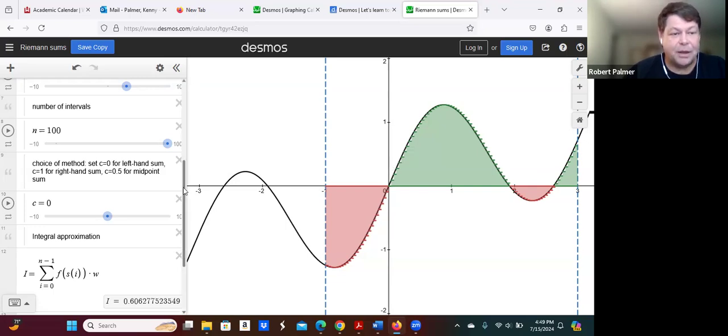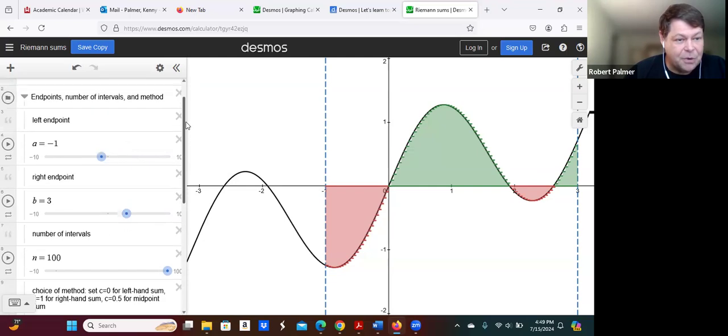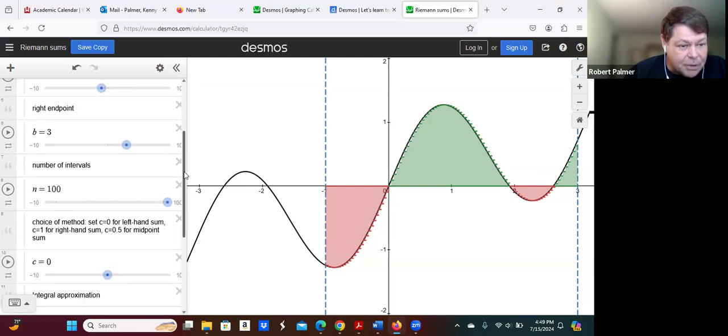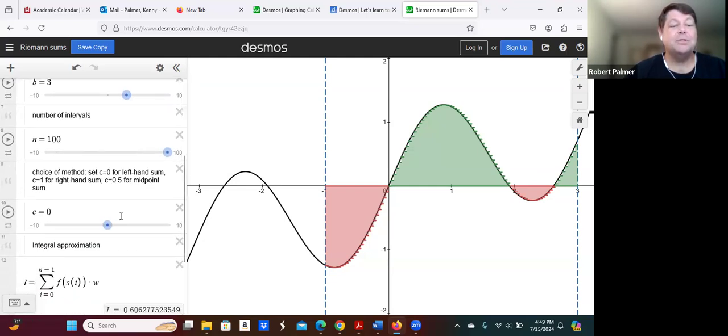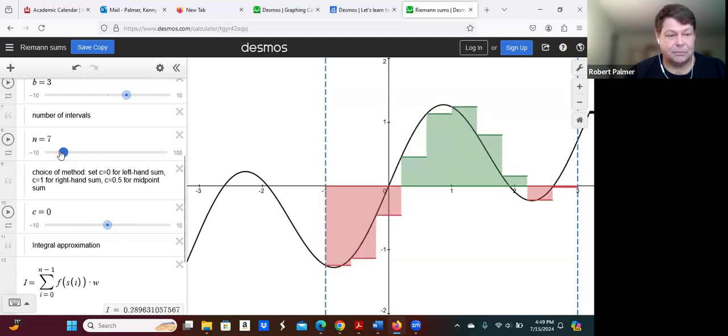Also, one more thing I didn't mention: right here, we can also choose whether we want a left-handed, right-handed, or midpoint Riemann sum. Here it's at left-handed, okay? But actually that doesn't really matter, and I'll show you why. So let me show you one more thing.